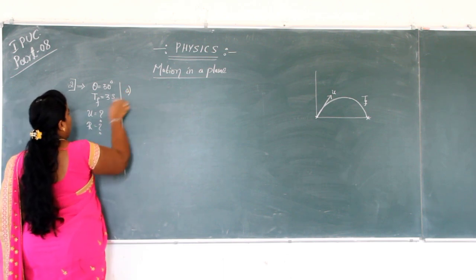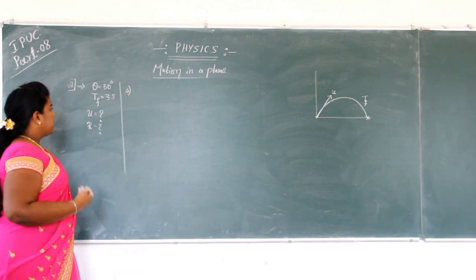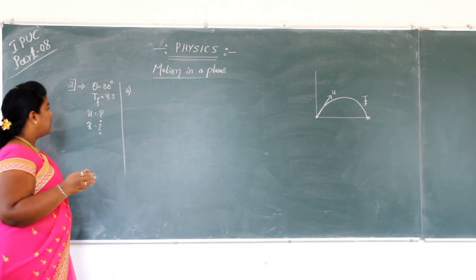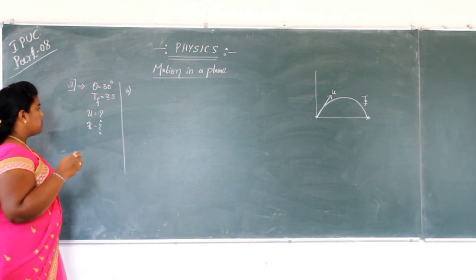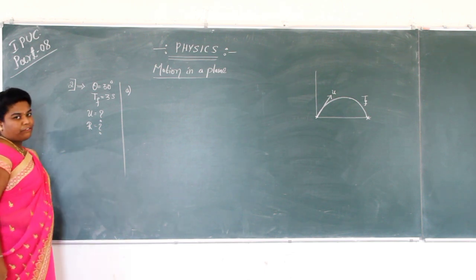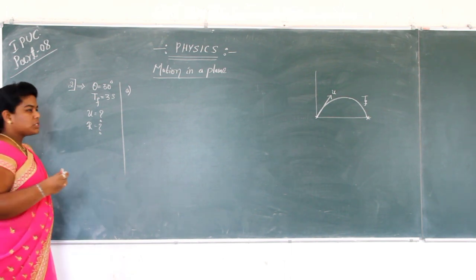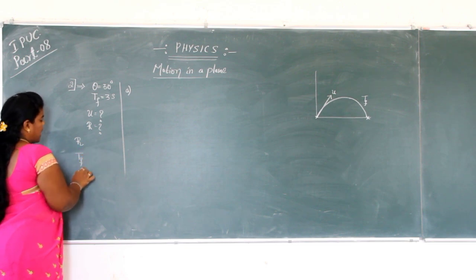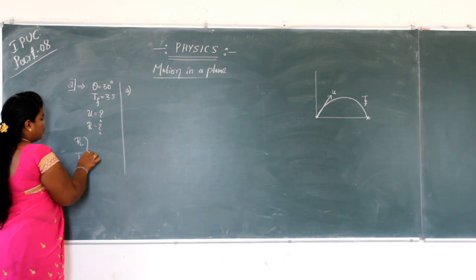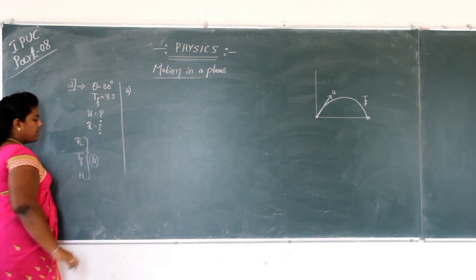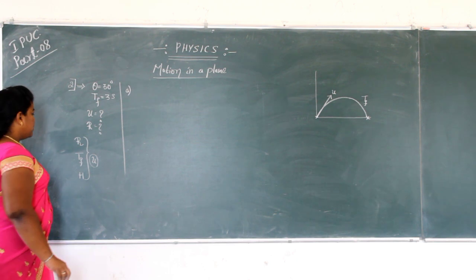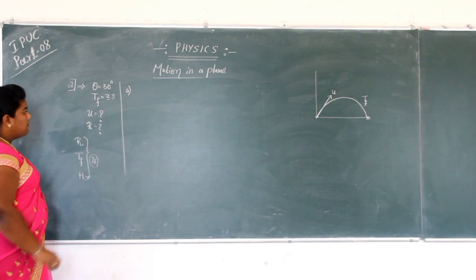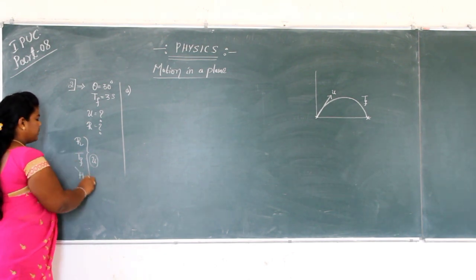So how to calculate this U? See, you can calculate U by using the range formula, by using the maximum height formula, by using the time of flight formula. Right? You can use the formula for R, the formula for TF, and the formula for H. In all three you have U. You can use any of these and solve. If H is known, we can calculate U. But here H is not known, so I am not going with H.